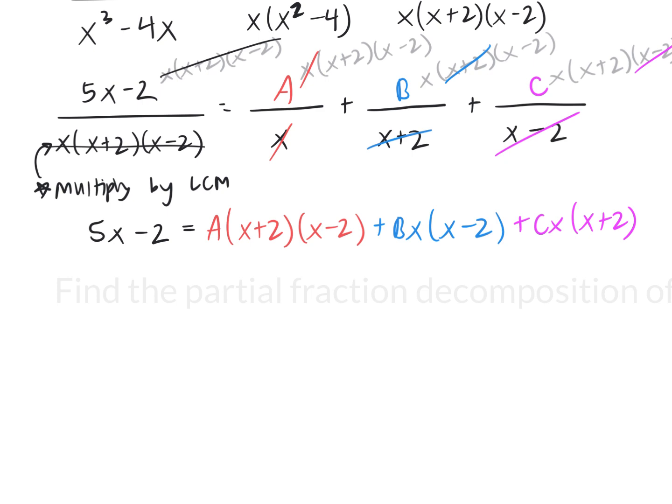I have 4 variables here, okay? So what we're going to need to do is think about some smart values that we can choose for x to plug in that's going to get rid of some of those a, b, and c terms, okay? So if I look, for example, at this first term, letter a is being multiplied with x plus 2 and x minus 2. What could I plug in for x that would make that term go away?